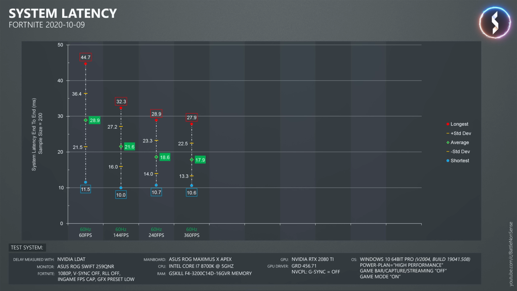Now, how is it possible to reduce system latency by having a game run at a frame rate that exceeds the refresh rate of your monitor? Games process input at the same rate as your frame rate, which means that when you increase the frame rate, the game will process input more frequently, and so there is less delay. But there is another factor.